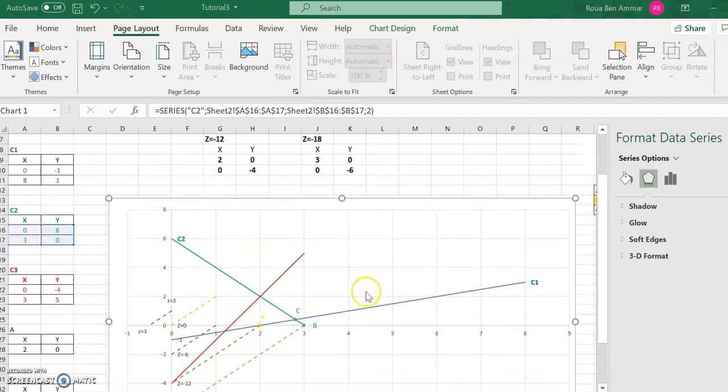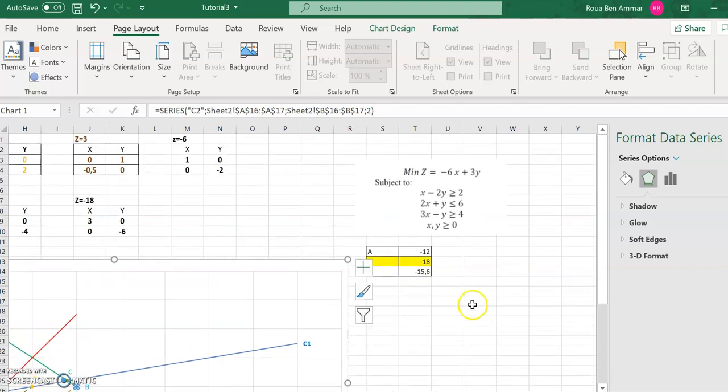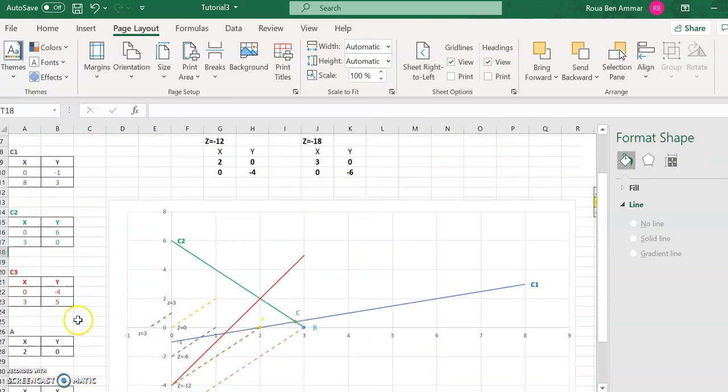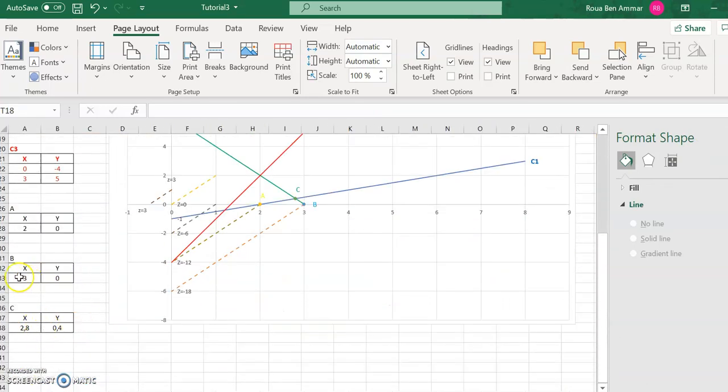Mathematically, to verify whether any constraint is binding or non-binding, we need to check if the optimal solution is on the line representing that constraint. So the equation representing this constraint is 2x plus y equal to 6. The optimal solution is represented by B of coordinates (3, 0). The optimal solution is x equal to 3 and y equal to 0.